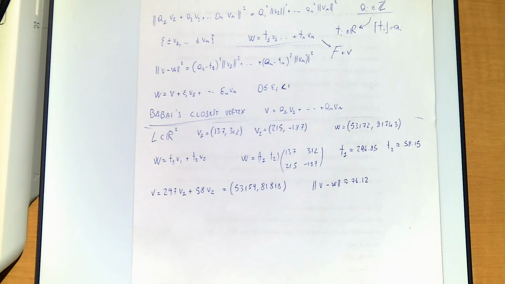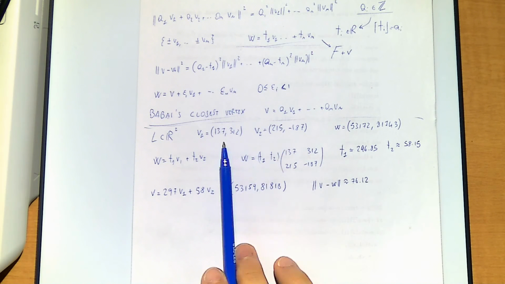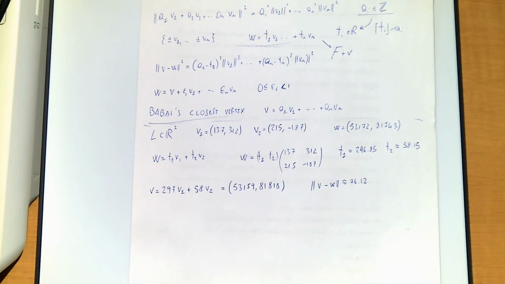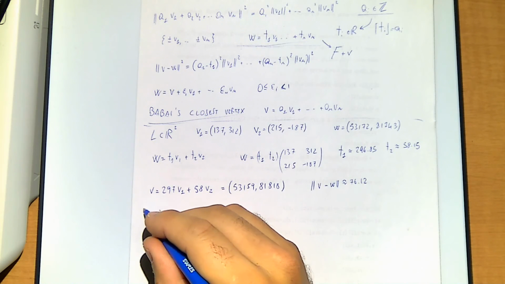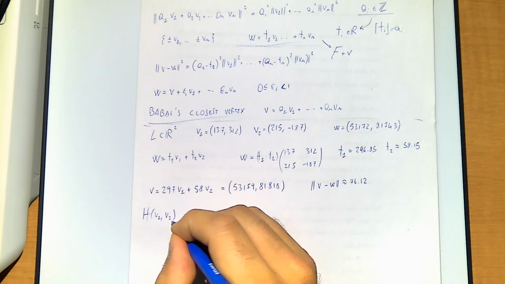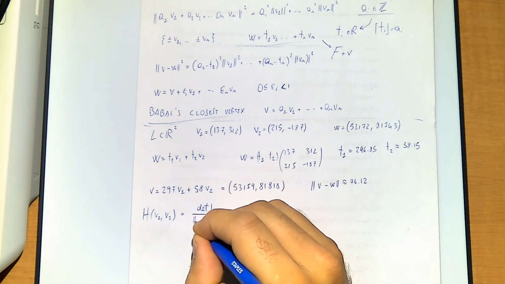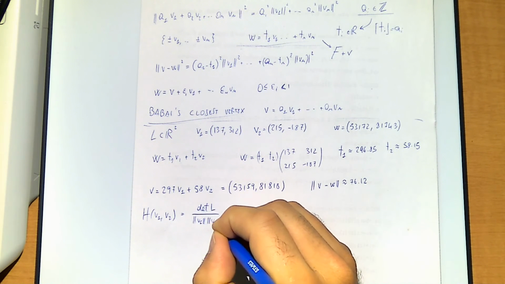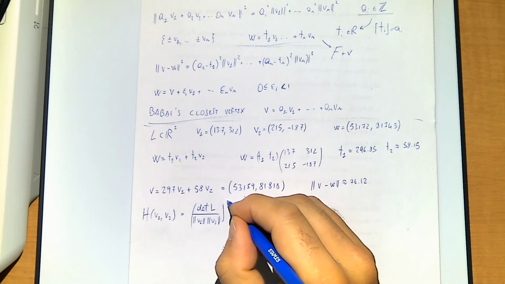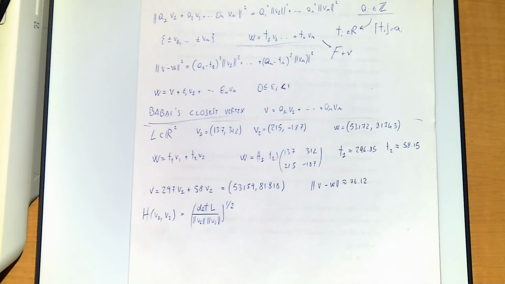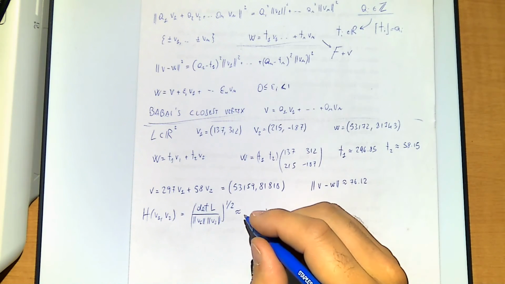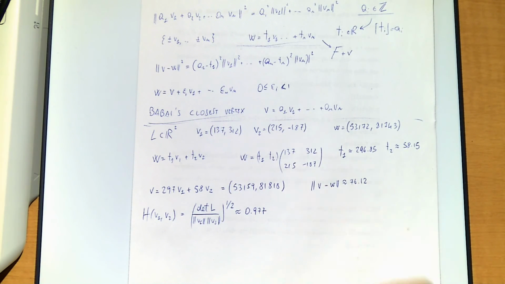Why this works is that these two vectors are quite orthogonal to each other. They are not exactly orthogonal; you can compute the dot product, it's not 0, but you can compute the Hadamard ratio. H of V1, V2 is, remember, the determinant of L divided by the product of the two norms, and then you take 1 over the dimension, which is the square root in this case. When you do the calculations, this is about 0.977. This is nearly 1, so it's a very good basis.